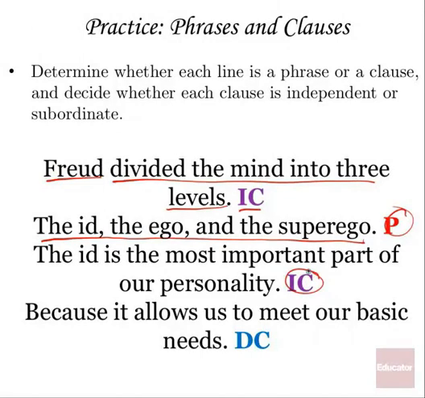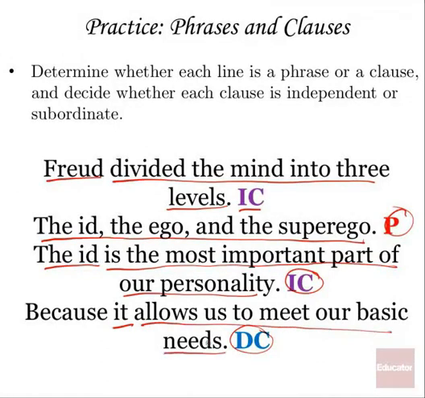That's also an independent clause. It has a subject, the id, and a predicate, is the most important part of our personality, because it allows us to meet our basic needs. That is a dependent clause. It does have a subject and a predicate: it and allows us to meet our basic needs. But you see that because? That is a subordinating conjunction, so we know that this is a dependent clause.